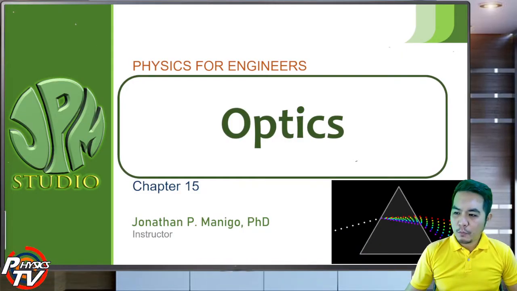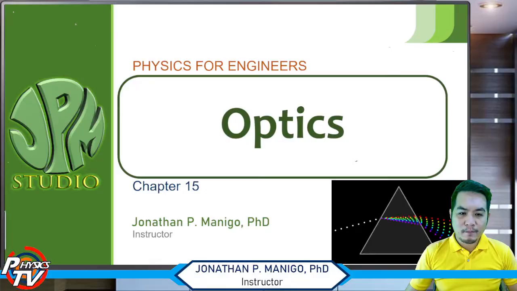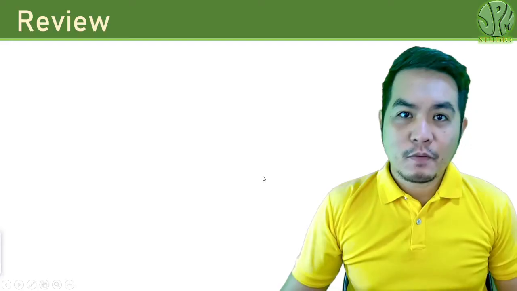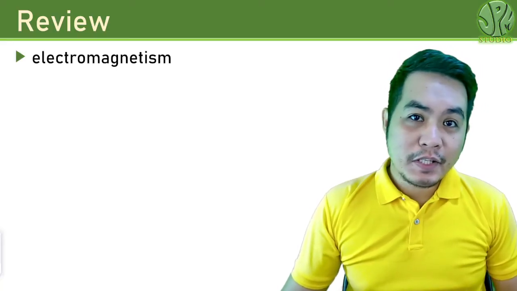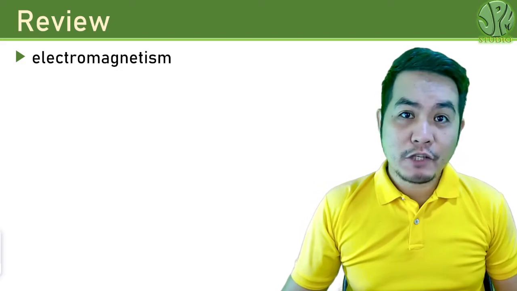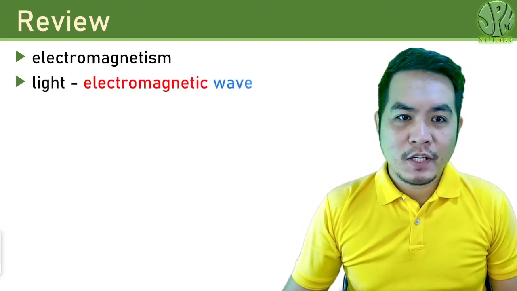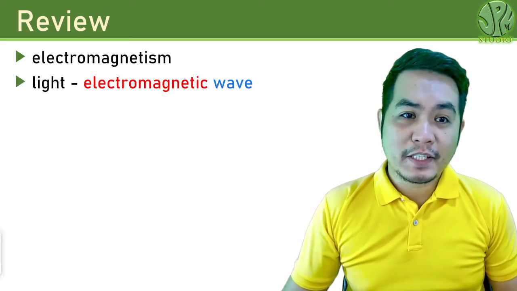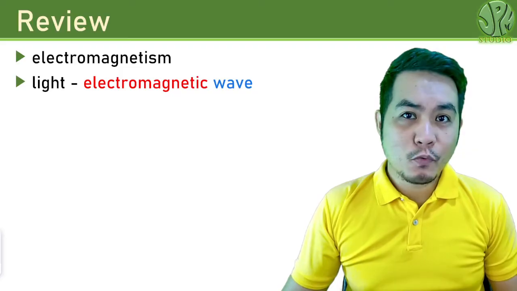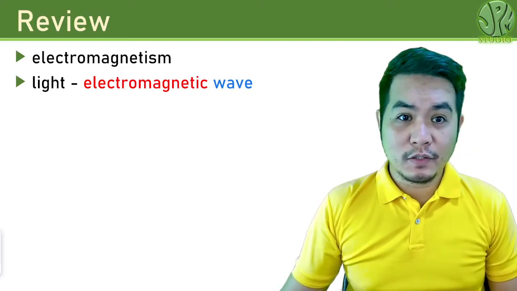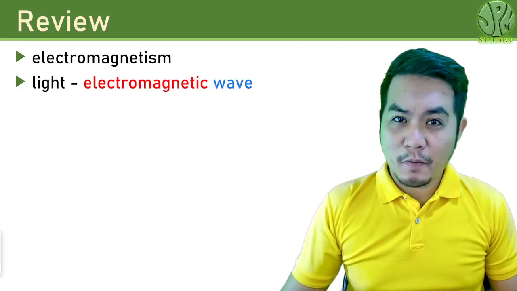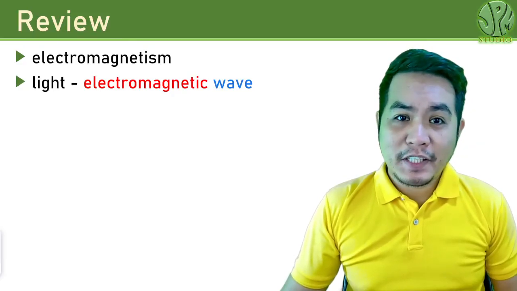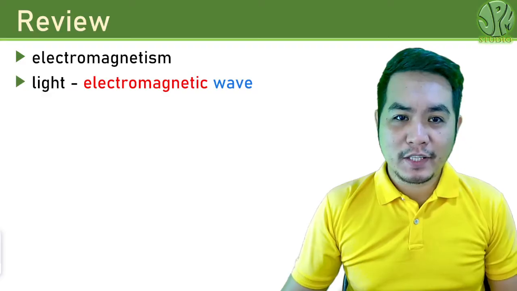So before we proceed with the first lesson for this course, let us first review some concepts. In the previous lessons, we have discussed electricity and magnetism and their relationship called electromagnetism. In the last part of electromagnetism, we described different examples of electromagnetic interaction, where one is called light, which is just a combination of two concepts, electromagnetism and waves. So light is an electromagnetic wave.